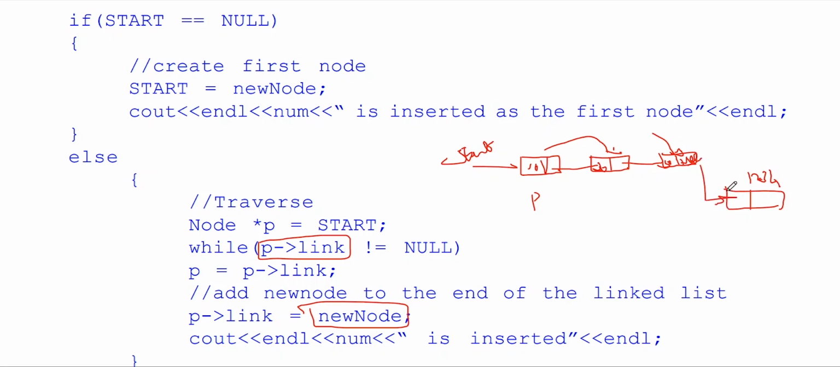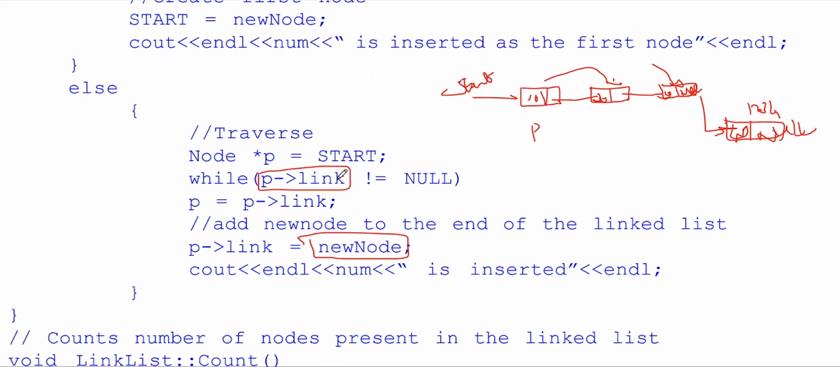It has 40 already, and it has a null here. So this becomes a part of the list. This is how it is connected. This is how we append at the end of the linked list. This is how we are going to add the node into the linked list.